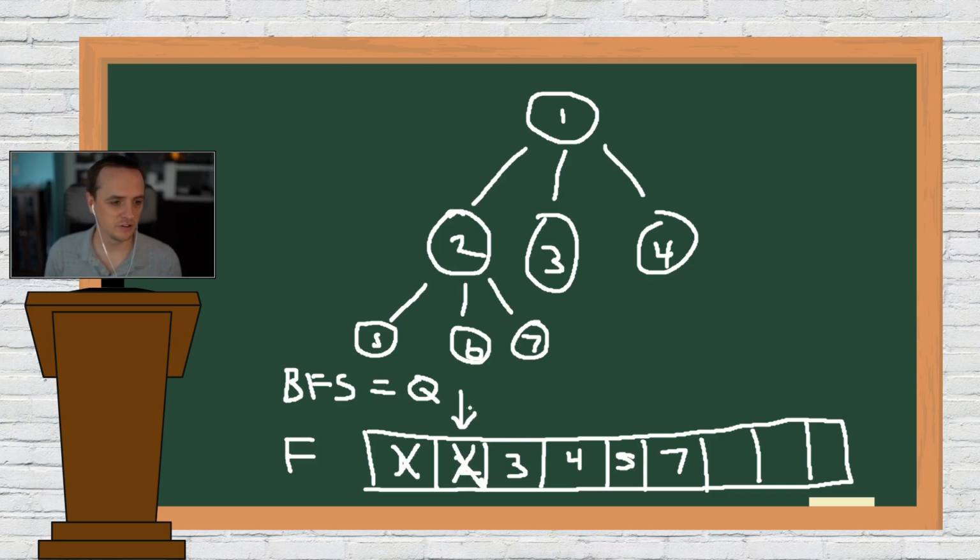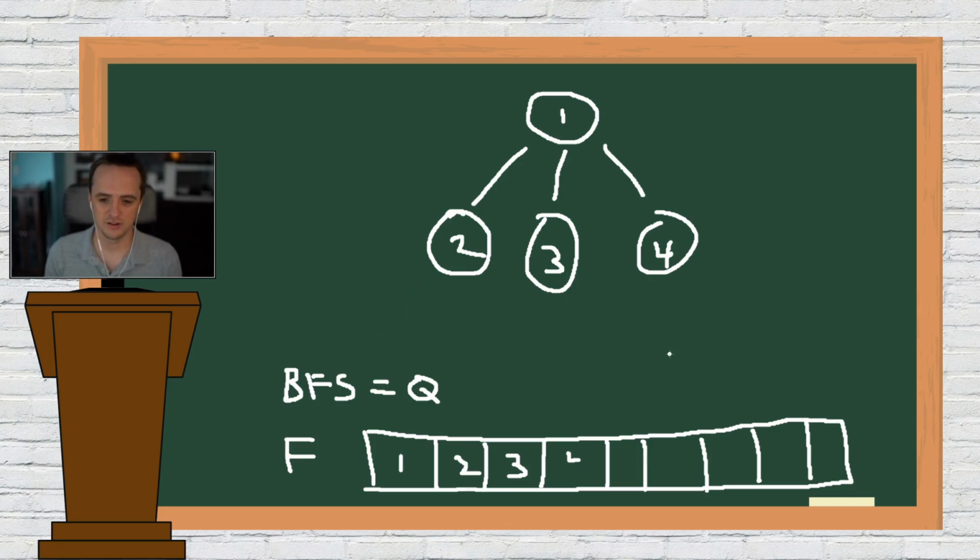Now, when I go to expand, I'm going to take the next one. And a queue is first in, first out. So we go from the start to the beginning. So I'm always taking the next one, right? Now let's look at what happens when I do DFS.